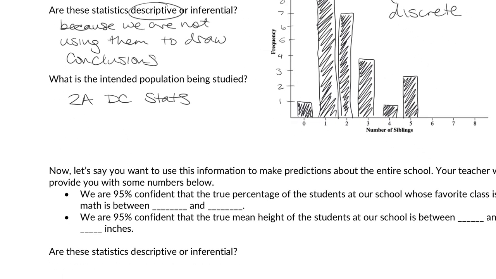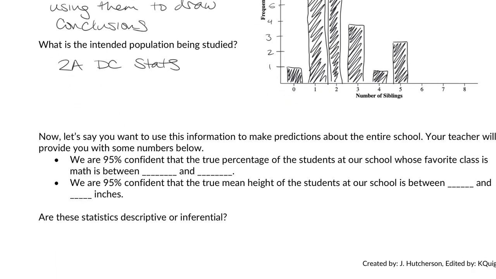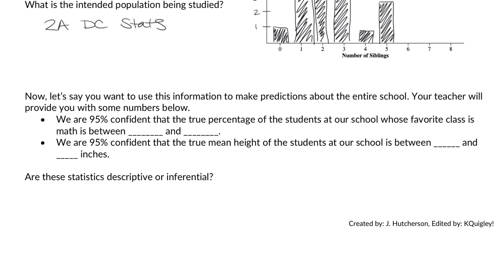Now, thinking ahead, this is like later chapters 7, 8, 9, things like that. It said, let's say we want to use this information to make predictions about our entire school. So now our population has changed to being the entire school. I'm going to give you numbers because, again, I've just kind of made these up because it takes us to getting to chapters like straight up 8 or 9 to be able to get these numbers. But let's say an inference we can do or a statistic we can give is that we are 95% confident that the true percentage of the students at our school whose favorite class is math is between 7.3% and 40.7%.